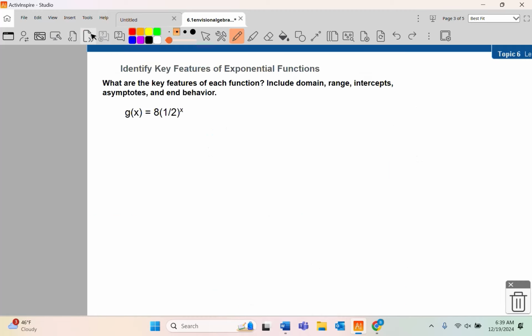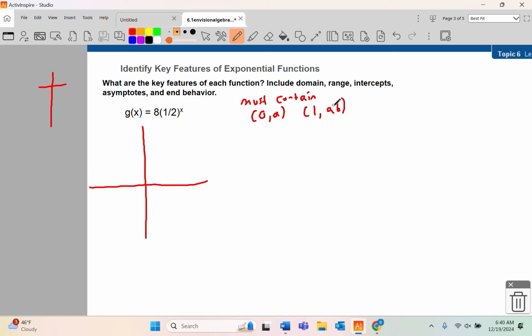Time to do some graphing. The key features of each function include the domain, the range, the intercepts, the asymptotes, and the end behavior. So, we have this rule about what we contain. All points contain, and I'll show it through a table, but we must contain (0, a), and then we must contain (1, ab).